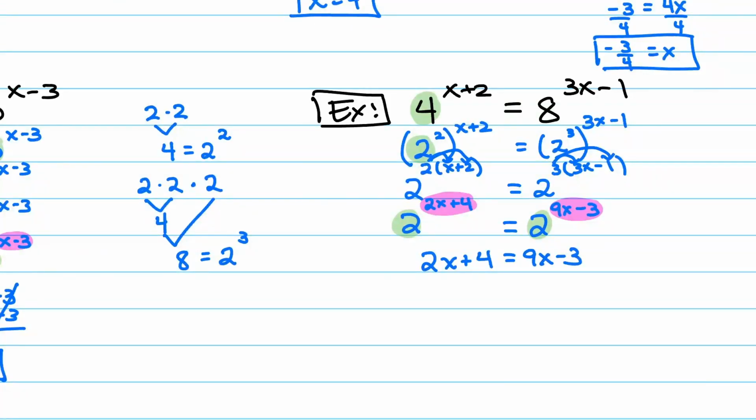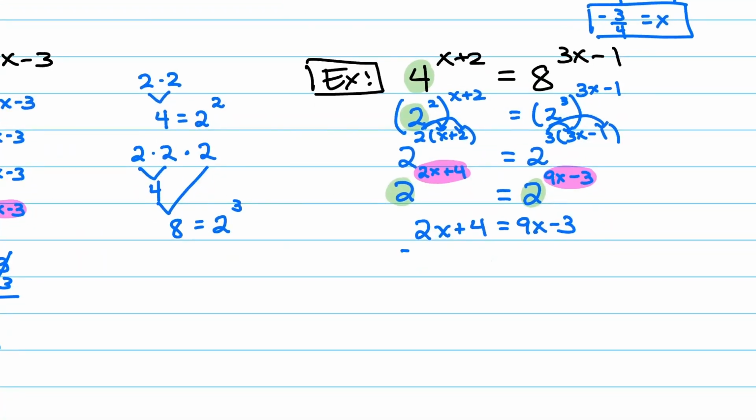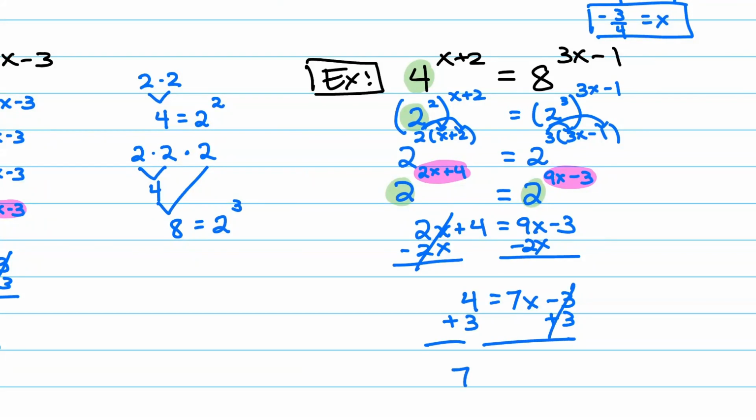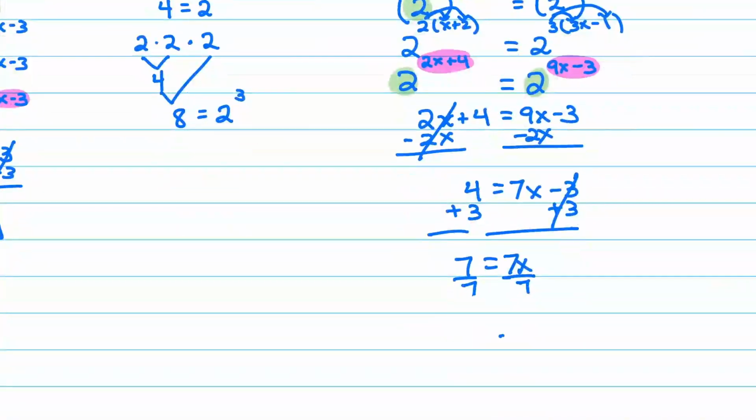And we start solving. So we get rid of the smaller x. I'm going to subtract 2x on each side. 4 is equal to 7x minus 3. I'm going to add 3 on each side. 7 is equal to 7x. Divide both sides by 7. I know I'm going fast on this part, but hopefully the algebra is not what's messing you up.